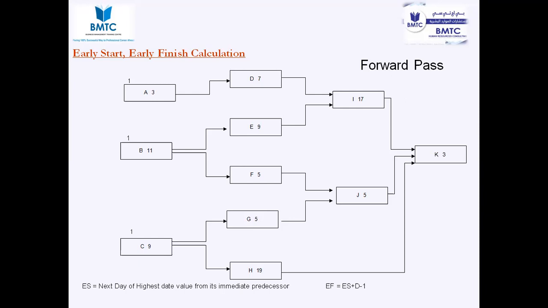Okay, please take the formula which is written at the bottom. We have to find out the early finish for activity A, activity B, and activity C. If you are having any doubts, stop me, please. So what is the formula given? Early start plus duration minus 1. Please take that one.